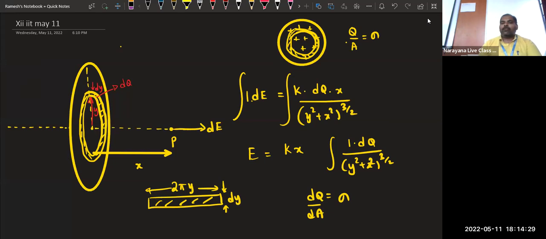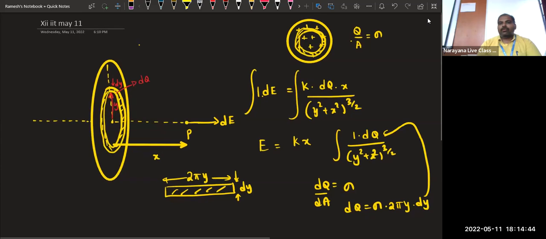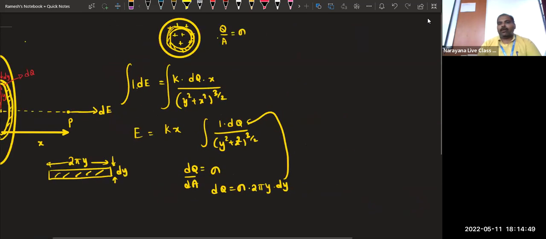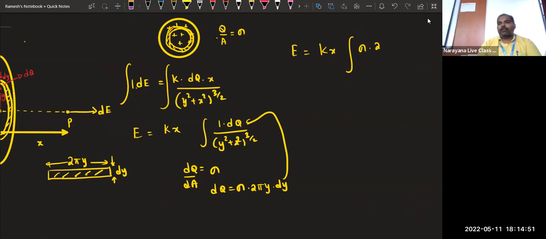Now tell me what the area of the rectangle is. dq equals how much? Sigma into the area of the rectangular belt, which is 2 pi y into dy. So substitute the dq value here. E is equal to K into x, integration of sigma into 2 pi y into dy, and whole divided by (y square plus x square) whole power 3 by 2.